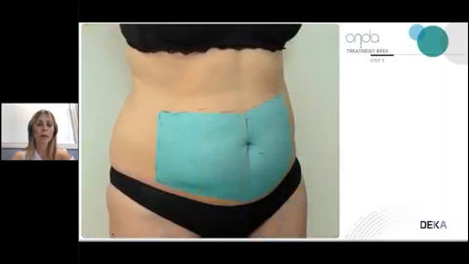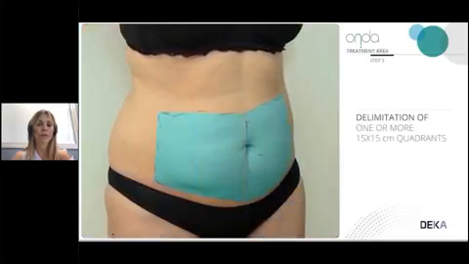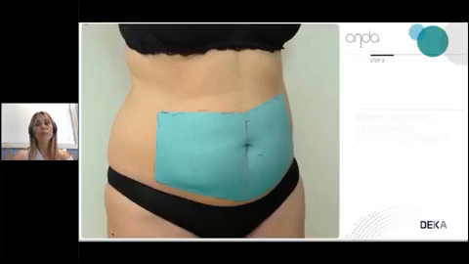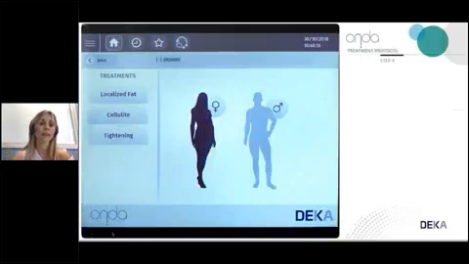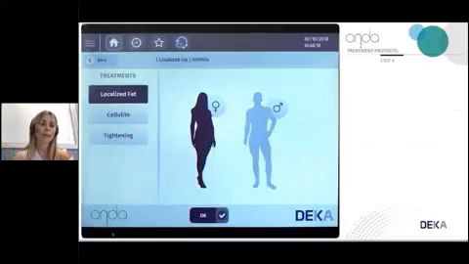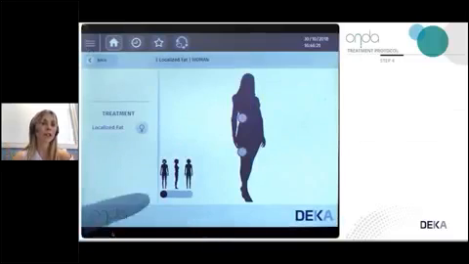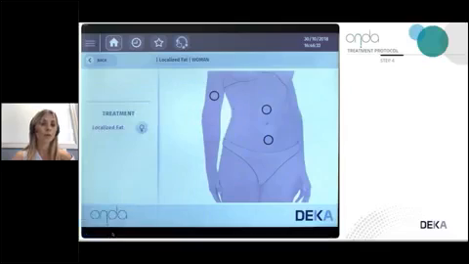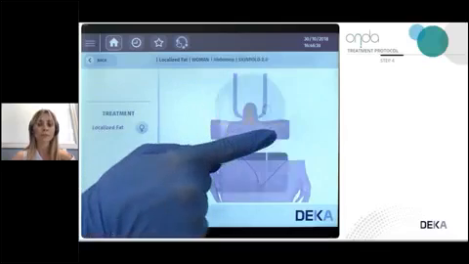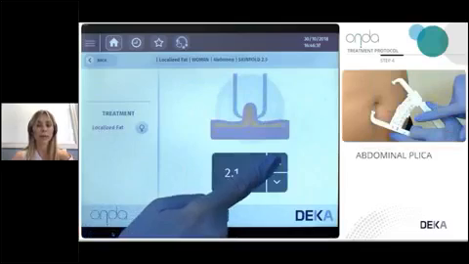We draw the area to treat, so a square of 15 by 15. Consider that we will have an improvement even on the adjacent area. We select the sex of our patient. We select what we want to treat, the area. We insert the plica.